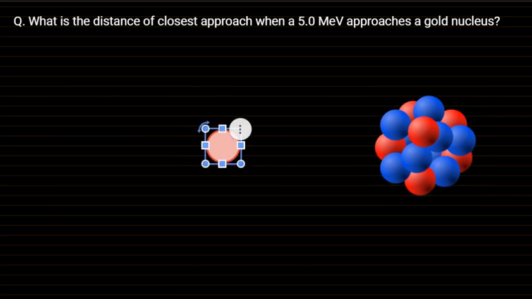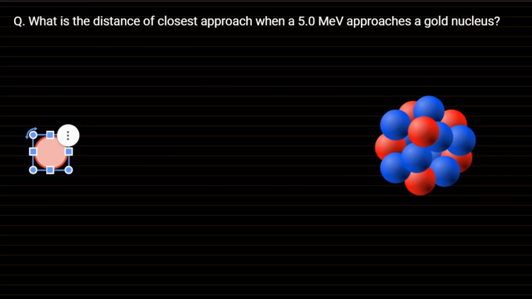So let me repeat. Suppose there is a positively charged particle. Now consider this positively charged particle has a charge plus e. Okay, consider it as a proton. So this proton has a charge plus e, right? And this proton has mass m and it is moving with a velocity v towards the nucleus.